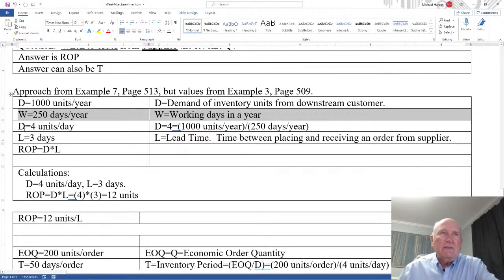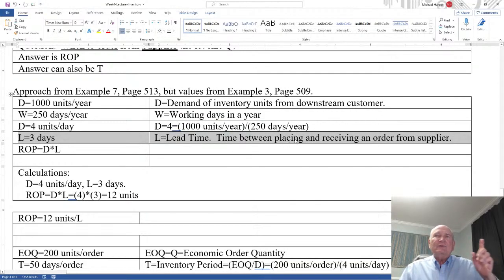Now the demand units per day then, I take the 1,000 demand per year, divide by the 250 days per year, and I get my demand of 4 units per day. So now I have my demand in days. I'm converting from units per year to units per day by dividing by the days per year. Now let's say the lead time was 3 days. This is the time between placing an order and receiving an order.